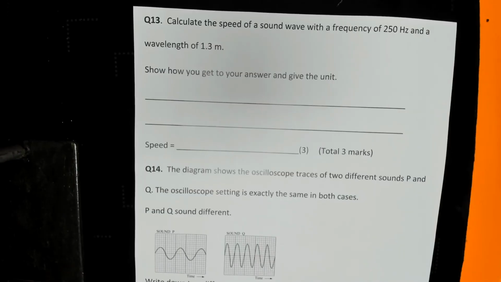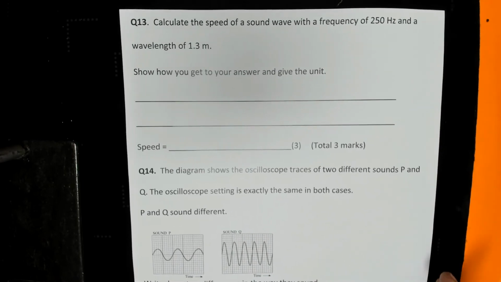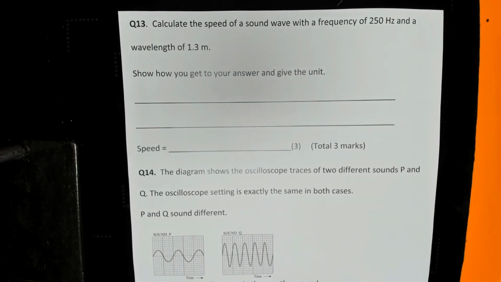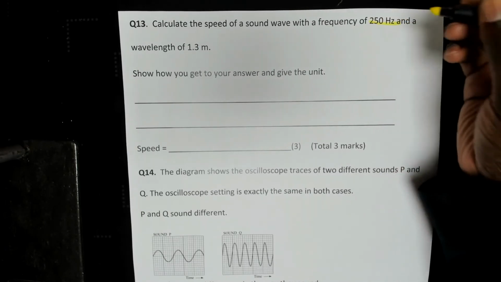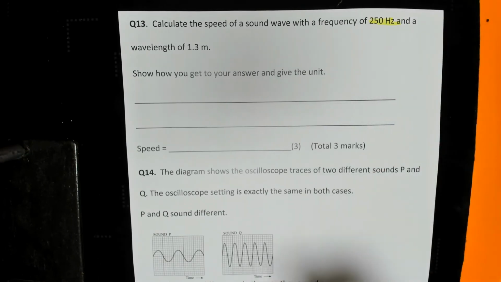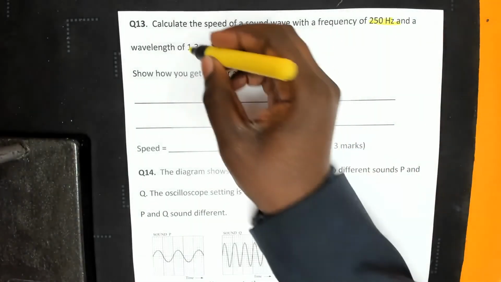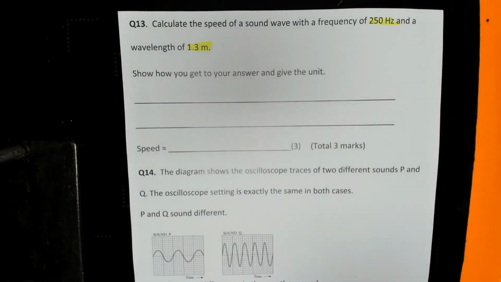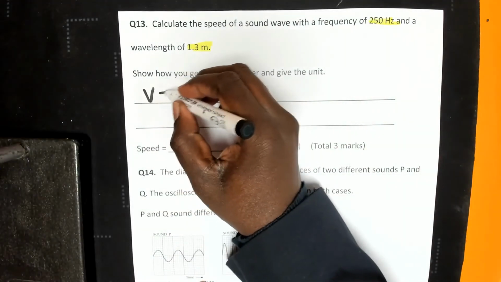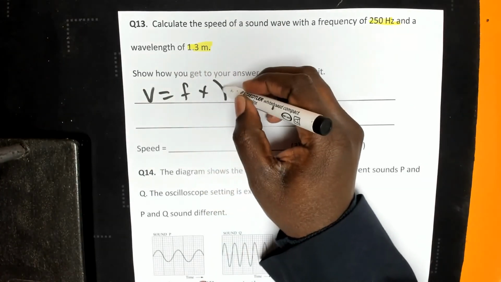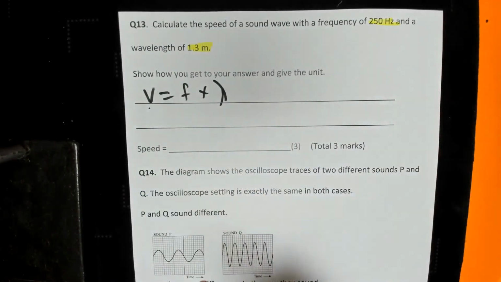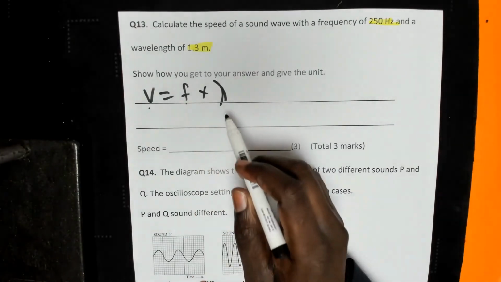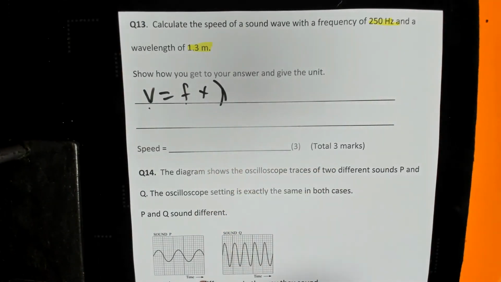Now let's look at this past paper question. In part four, the one that was on your exam. Now it says calculate the speed of a sound wave with a frequency of 250 hertz. Highlight that. And a wavelength of 1.3 meters. You highlight as well. We now need to think about what is the equation we're going to use. We're going to use V is equal to F times lambda, where V is the wave speed, F is the frequency, and lambda is the wavelength.